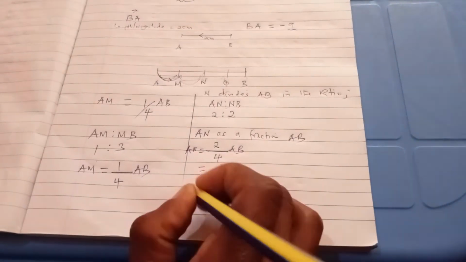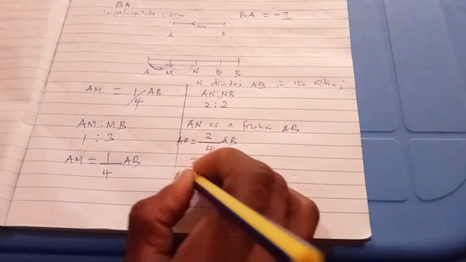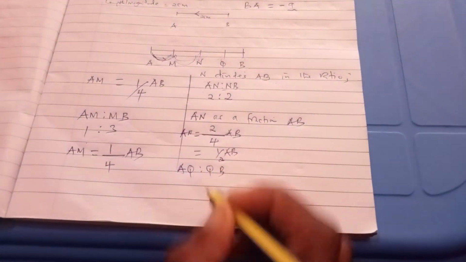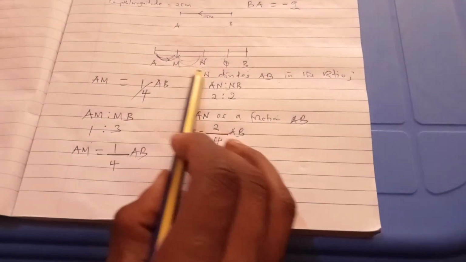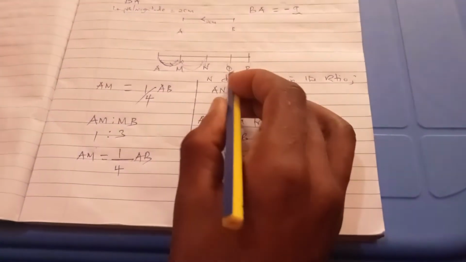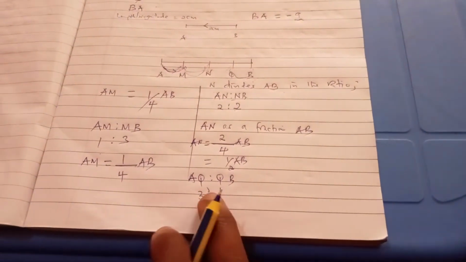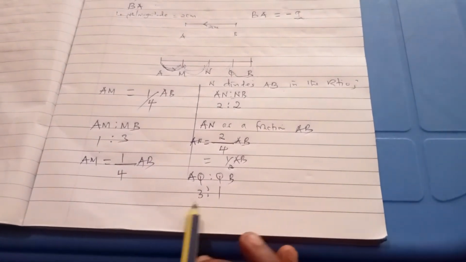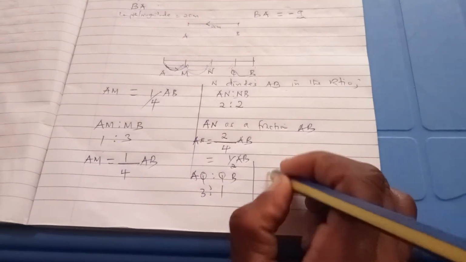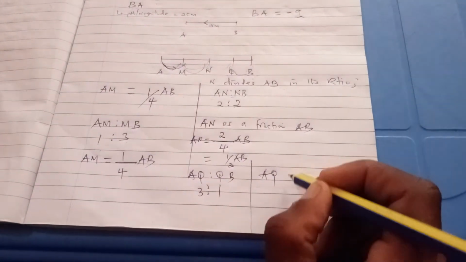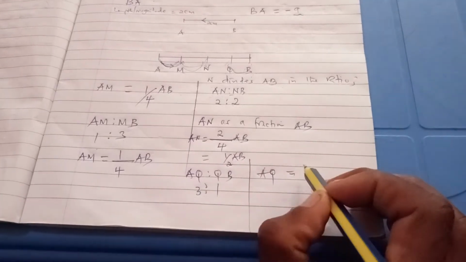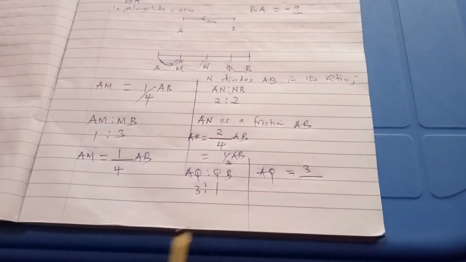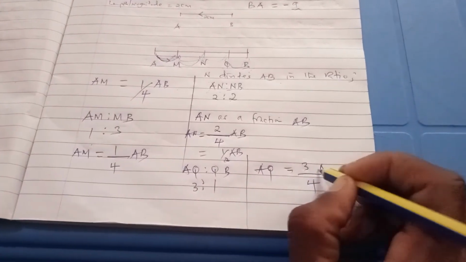And maybe AQ is to QB will be 1, 2, 3. Will be 3 is to the whole line. QB will be Q to B will be 1, like that. So AQ is to QB, this one now we say Q divides line AB in the ratio 3:1. And if you were to write AQ as a fraction of AB, then AQ will be 3 out of 3 plus 1, 4 AB. So as a fraction, that is how we write it.